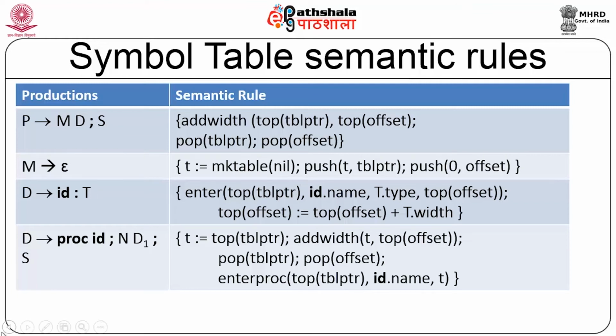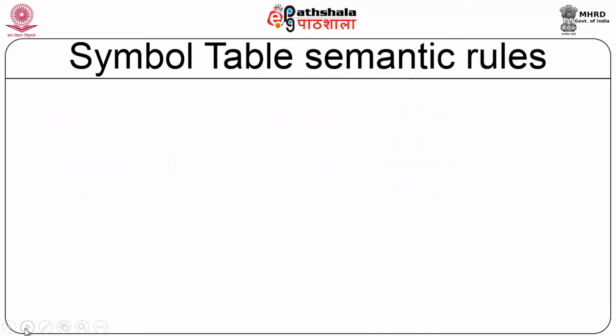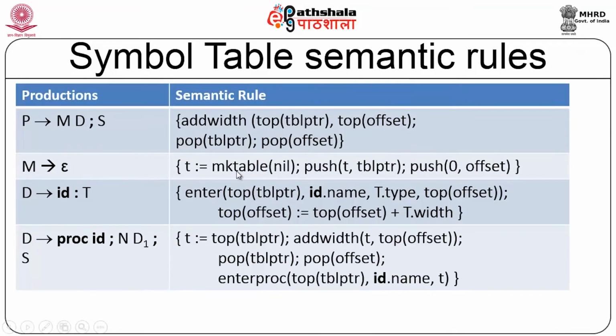So, when A is going to call D, when D is encountered, a make table function has to be initiated. That make table will have the argument A, meaning that A has called. So, there will be a link from A to D. So, that is the first one. It does a make table call. The first one is M, meaning that this is the first declaration. So, this is the parent symbol table. When there is a parent symbol table, it does not have a previous symbol table call, therefore it is passed with a nil.